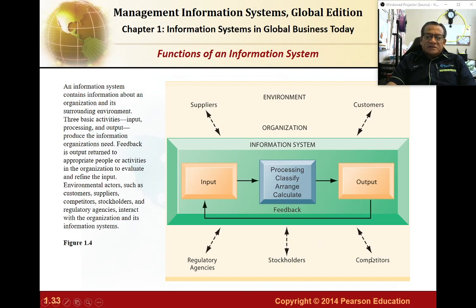The competitor also can make use of the information and the feedback to adjust their next move of business strategy, right? And also regulatory agencies, for example, the government, to monitor as far as feedback is concerned. So these are all the environments that information systems work in for business, in a business environment setting, right?